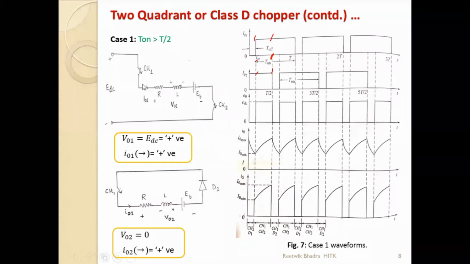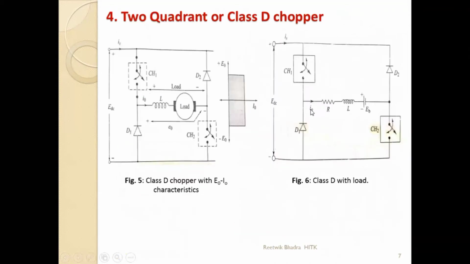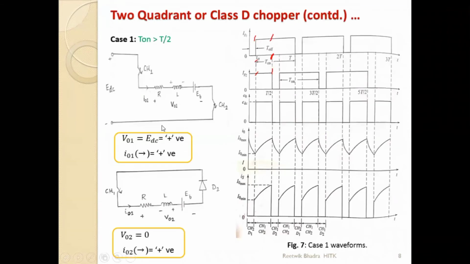So now when CH1 and CH2 are on, the current flows from the positive terminal, goes in this direction through R, L, E, B, goes to CH2, and back to negative. So this is I naught 1, and if you compare it with your I naught, these directions are the same. So I naught 1 will be positive. I naught 1 direction is this side only, which is the same as the original I naught direction. So I naught 1 is positive.